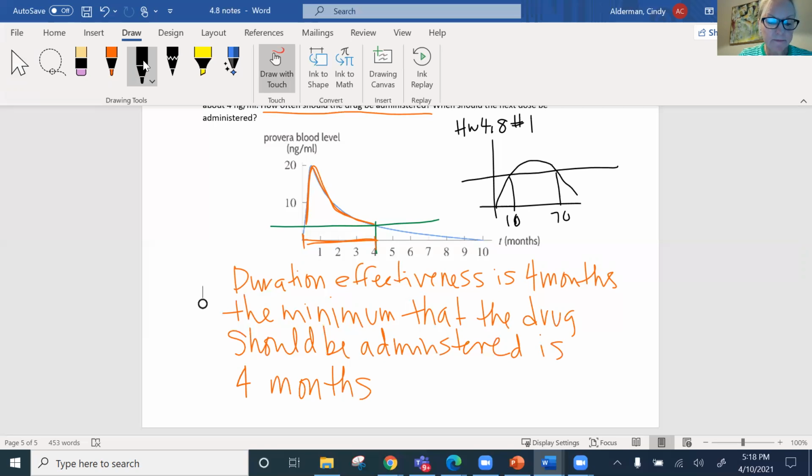It says, when should the second dose be given if the doses are to be as far apart as possible while still maintaining effectiveness? And you would think it would be 70 minus 60, but it's actually at 70, right? Because if it stops being effective right there, then you should give it at 70. You should give it at that time because it stops being effective there. So careful with that one.